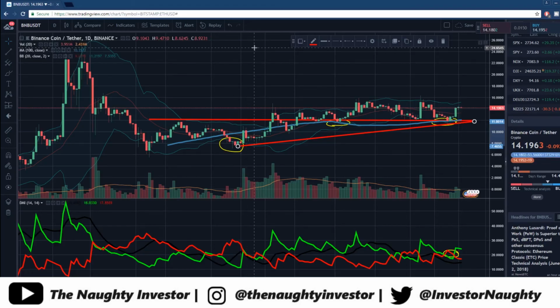I don't want to call this a buying opportunity, but it is just a signal that things with Binance Coin are looking pretty good.